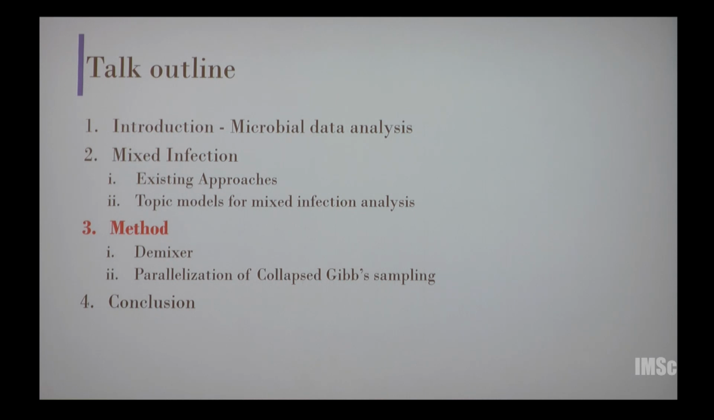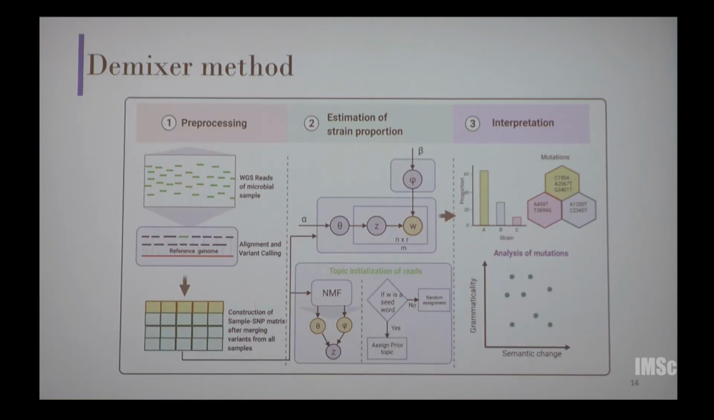Now I will give the overview of our methodology. Here we have only the whole genome sequencing samples. We want to generate the sample SNP matrix, which is the count matrix that will be given to the LDA model. So we take the whole genome sequencing samples, then perform alignment and variant calling using the reference genome, and then construct the sample SNP matrix. Though the strain analysis problem and the topic modeling problem are very similar, there are some differences in the structure of the whole genome sequencing sample and the document. So we have made some modifications to the existing LDA model.